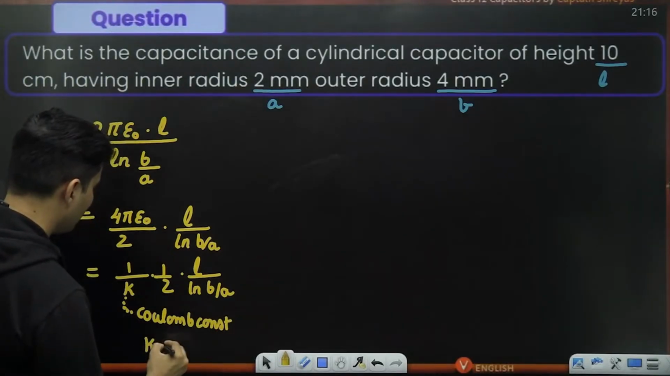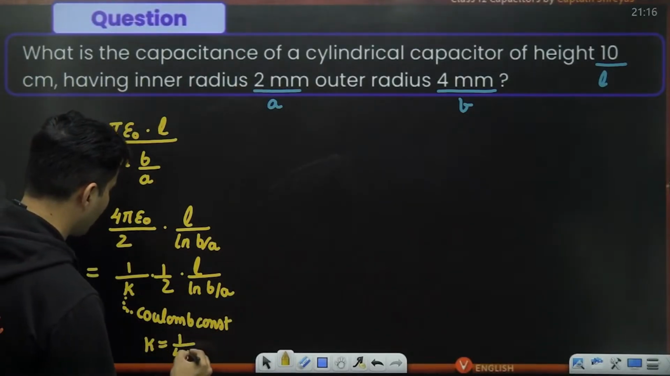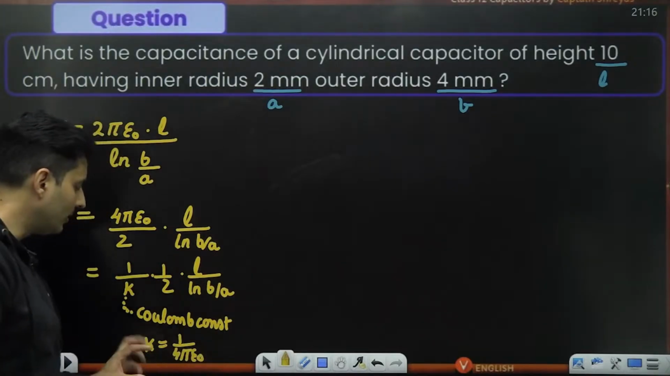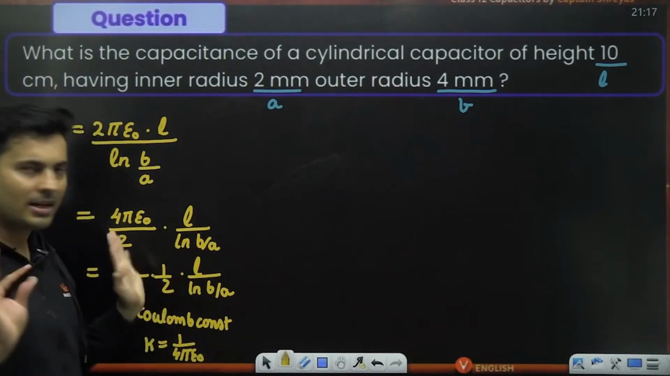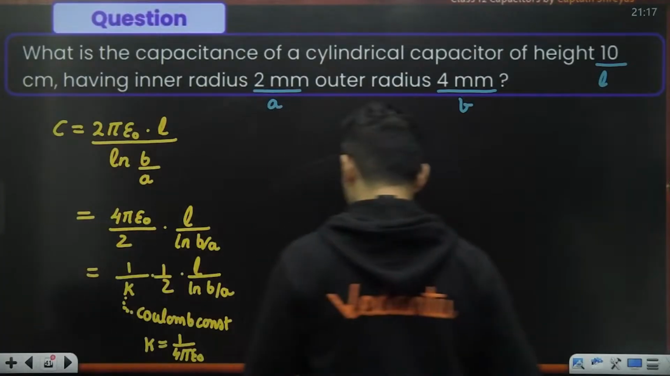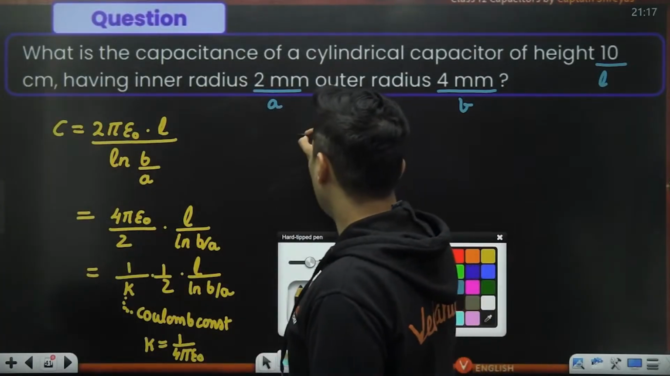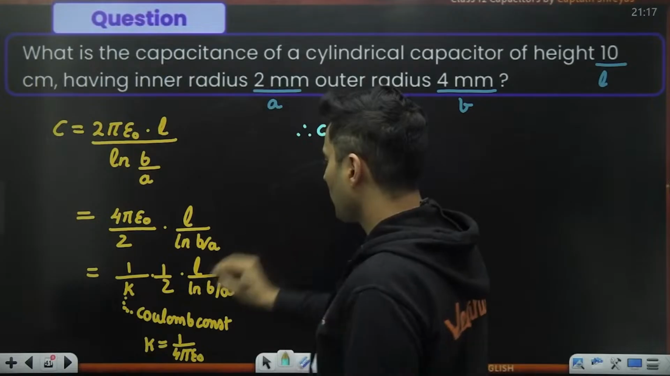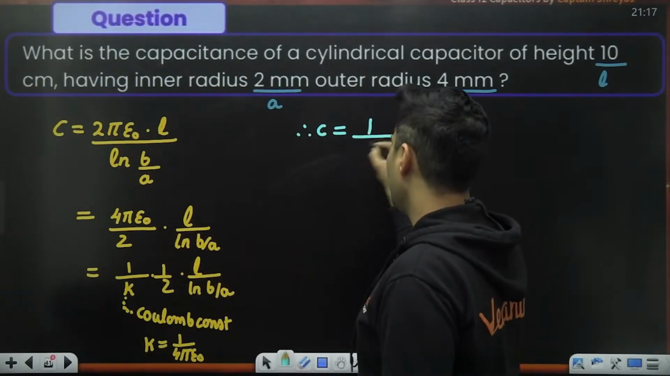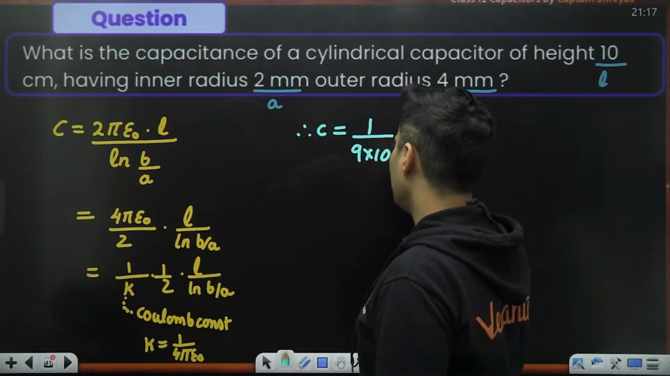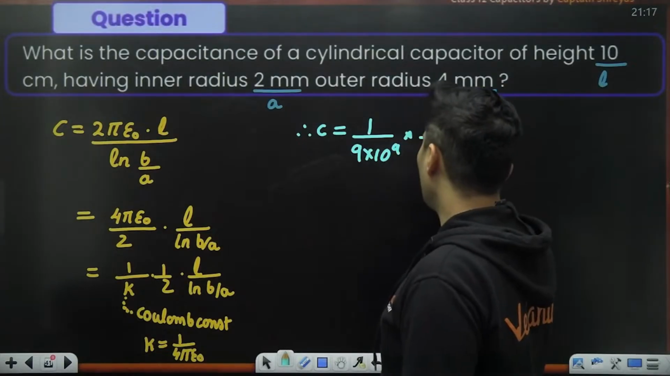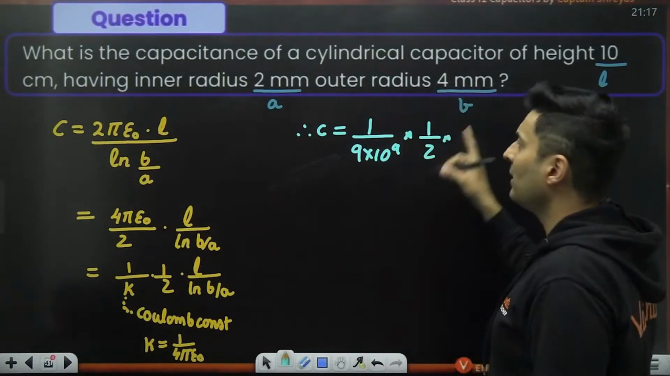If you remember, Coulomb constant was 1 by 4 pi epsilon naught. So 4 pi epsilon will be 1 by K. That is the trick that I have pulled up my sleeve. Okay, sir. So what is the capacitance? Tell me. So 1 by K means 1 by 9 into 10 to the power 9, which will make our calculations easy, into 1 by 2 multiplied by the length.